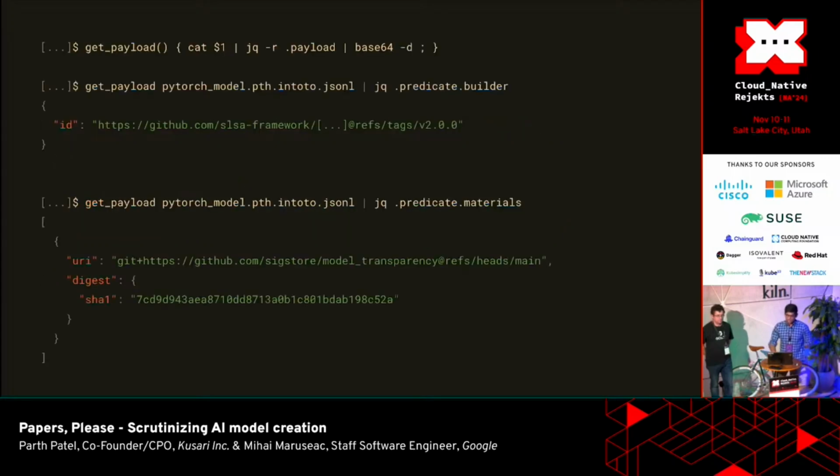From there, if we query the builder, you can see where exactly it was built from, and then we can see the materials. But materials currently is only listing the source repo, where exactly it came from. Because SLSA was originally designed to capture software dependencies, how the software actually is built, and not for an AI use case. It's not fully complete, right? We're missing information about this.